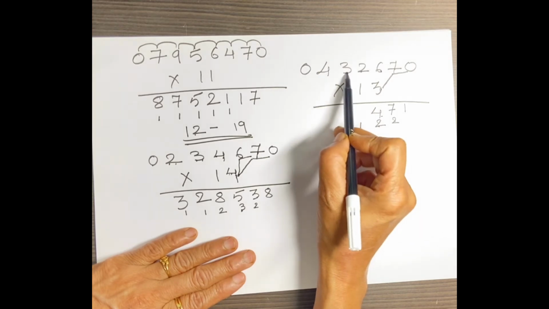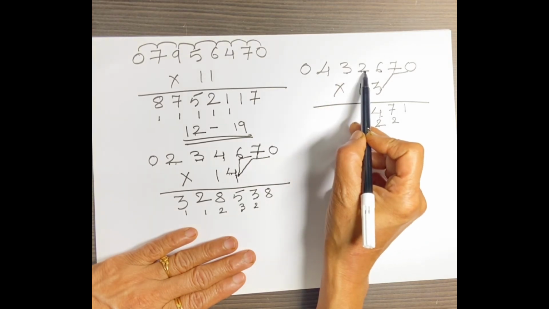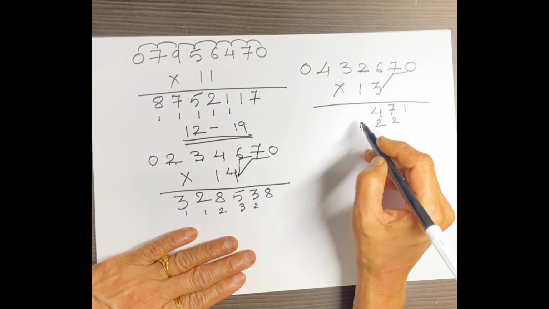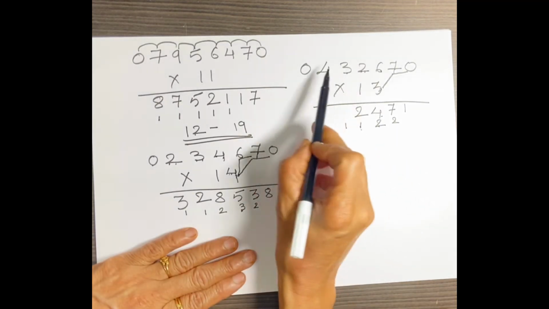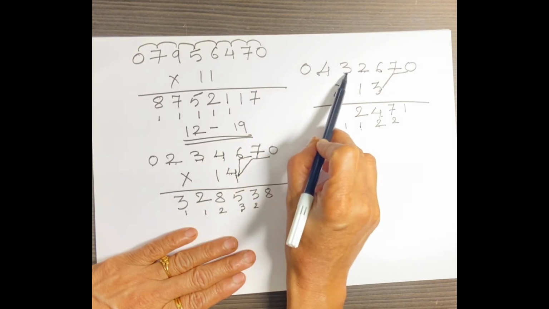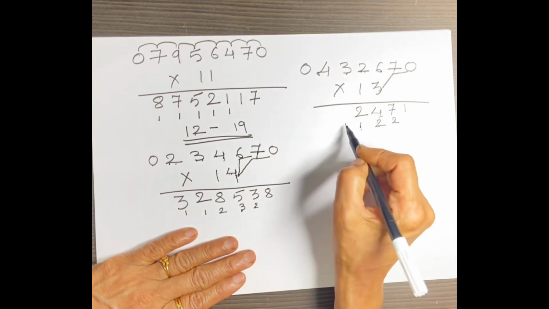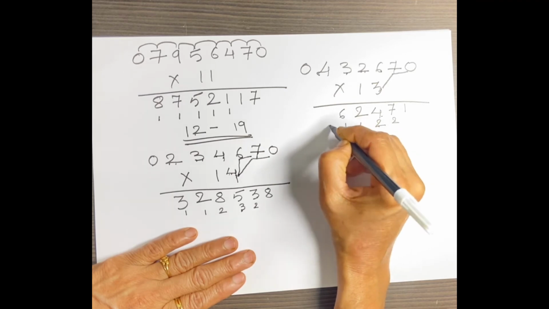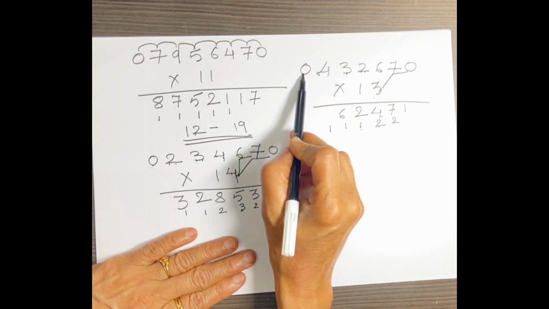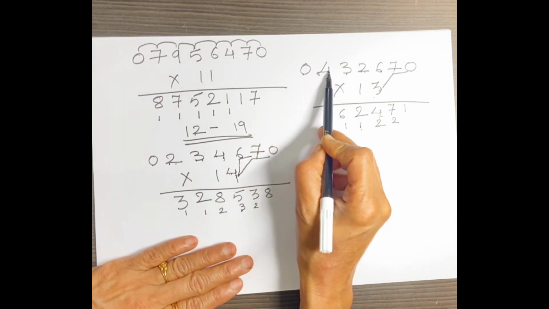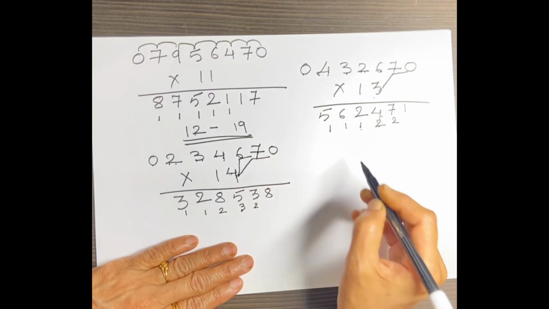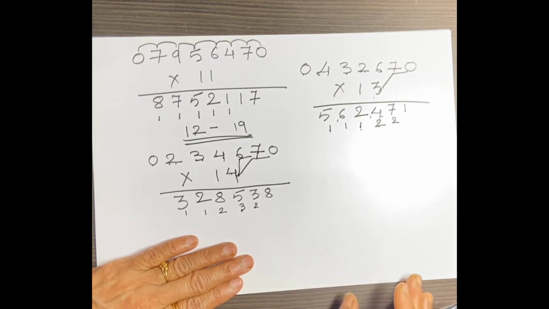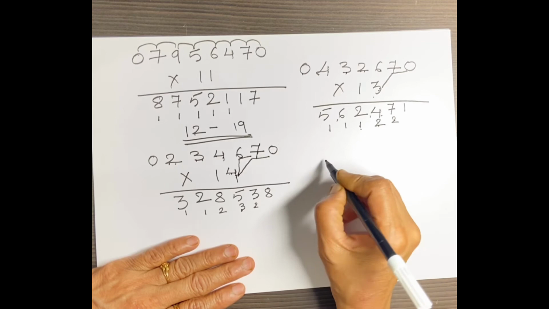3 threes are 9. Go back and add 9 plus 2, 11 plus this carry over 1, 12. Then 3 fours are 12, go back and add 12 plus 3, 15, 15 plus 1, 16. 3 zeros are 0, 0 plus 4, 4 plus 1, 5, and we have finished our multiplication. Now one more example.